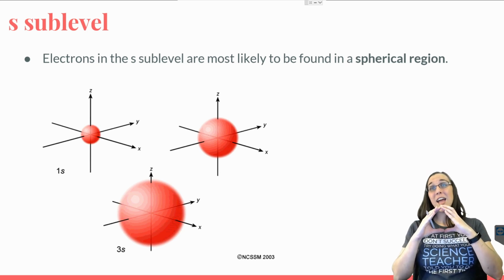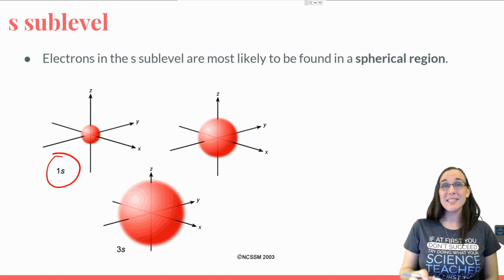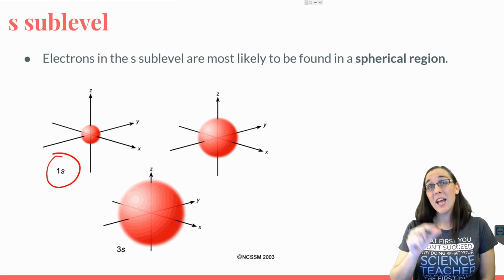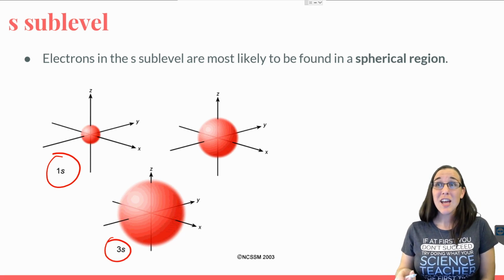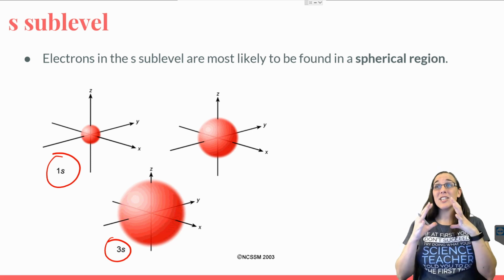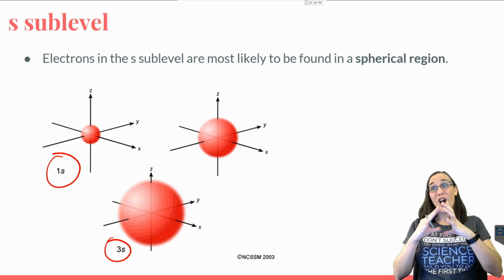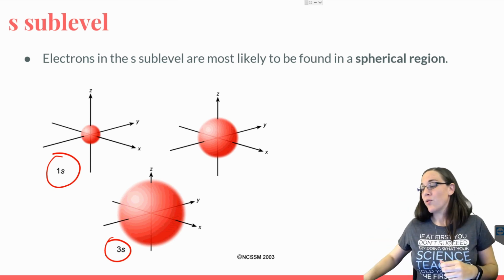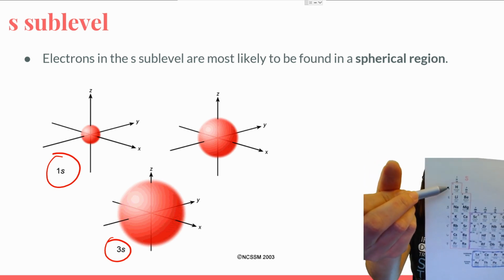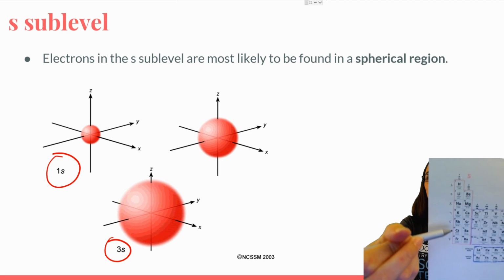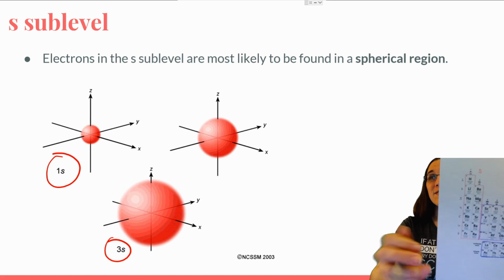So it's a sphere, and it gets increasingly larger. If you look at this image here, we have 1s, and you can see that that's a much smaller sphere. If you go all the way up to 3s, you can tell the sphere has grown substantially larger. As we go down those levels, the energy gets bigger and bigger, the atom size gets bigger and bigger, and so we end up with larger and larger spheres. If we're looking at our periodic table, if this is our s block, this would be a pretty small sphere. But if we go down to level 7, these would be pretty big s spheres.